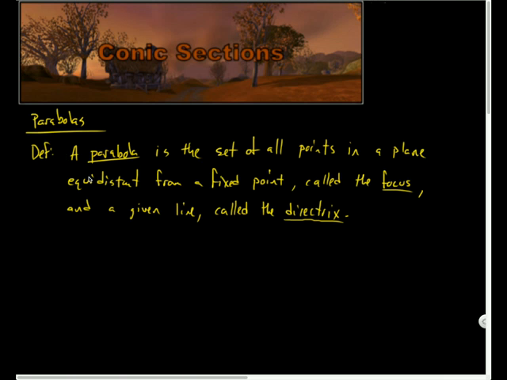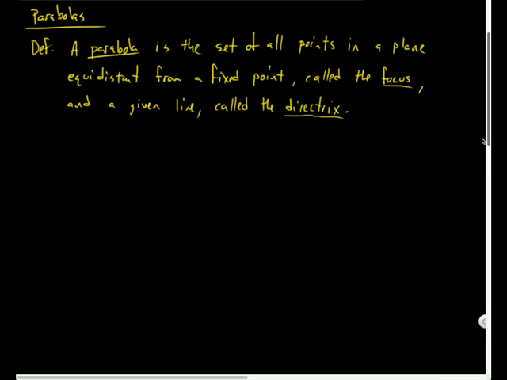But here it says, a parabola is the set of all points in a plane equidistant from a fixed point called the focus and a given line called the directrix. So let's draw an example of what this is describing.